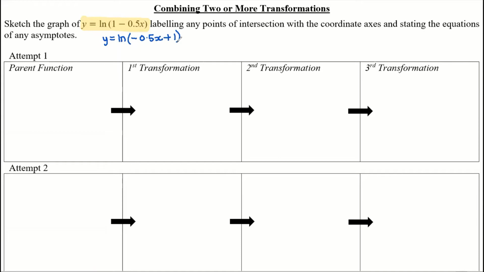All right, and let's have a look at how to do it. So the first thing to do is just to find out what the parent function actually would be. Well, I think it's pretty obvious. I hope that this is just going to be the natural log of x. So the first thing we need to consider is the natural log of x, which we've already sketched. So this is your first step, is to put this in here in this box.